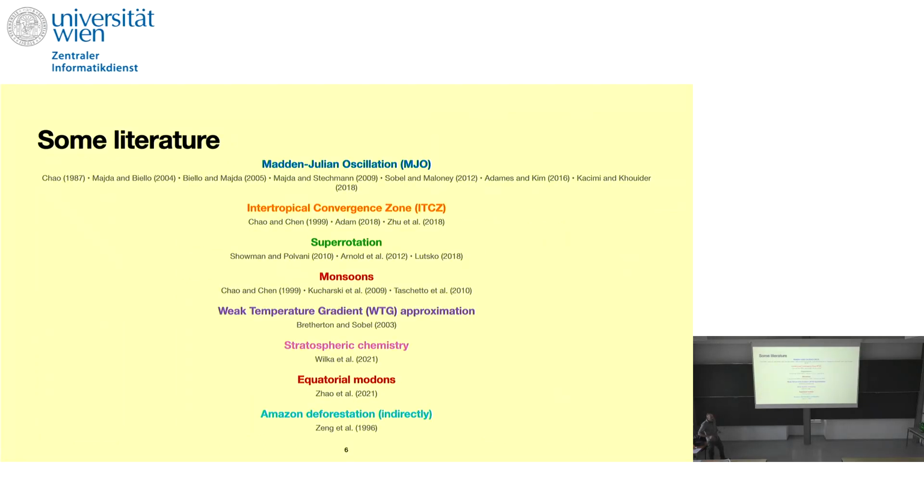So this slide is actually counterproductive to the point I wanted to make, which is just how prevalent this model is in the literature. It was cited thousands of times, but it does show how prevalent it is in the context of different phenomena, including the Madden-Julian oscillation, intertropical convergence zones, superrotation, monsoons, weak temperature gradient, even stratospheric chemistry, equatorial models in Joe and Vladimir's work, and also even Amazon deforestation indirectly via changes in the Walker circulation.